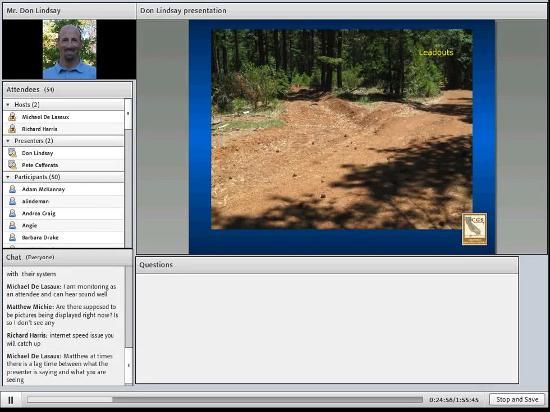Outsloped ditch outs are the most common drainage structures along either insloped or crown roads on low sloping ground. They are commonly constructed with a dozer turning the ditch out into the surrounding slopes to allow runoff to disperse on the forest floor.